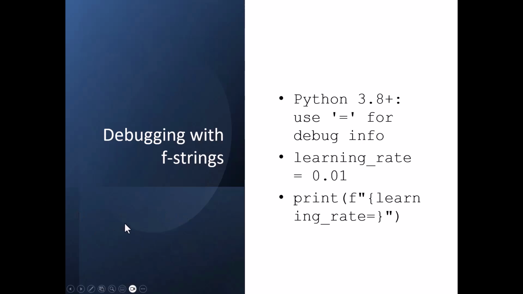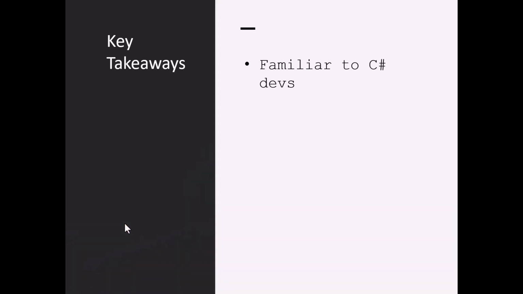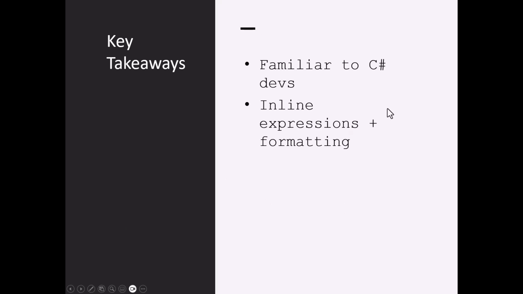So what are the conclusions and takeaways? Familiar syntax for C# devs using the prefix f plus this pair of curly braces allows inline expressions with rich formatting, and F strings are modern, performant, and readable and debug friendly with the equals syntax in Python 3.8 plus.